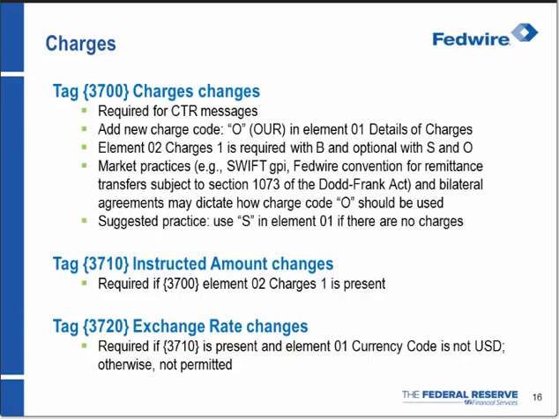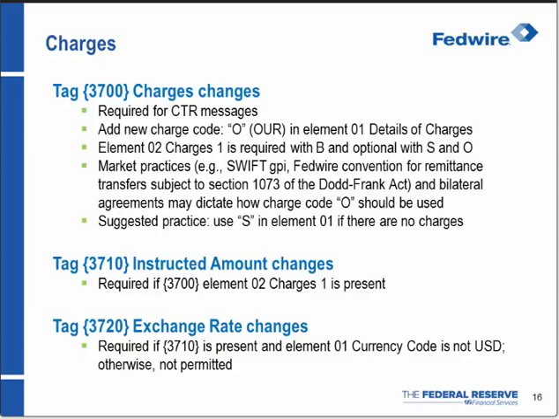Moving on to the next tag, tag 3710, this is the instructed amount. This field is optional, but it will be required if there are any charges noted in tag 3700. If you're using the second data element of tag 3700 to indicate that charges are present, then the instructed amount is probably something different than the actual amount that you're paying in tag 2000. So here is where you would indicate the actual instructed amount, the original amount before the charges were assessed. That would go into tag 3710.